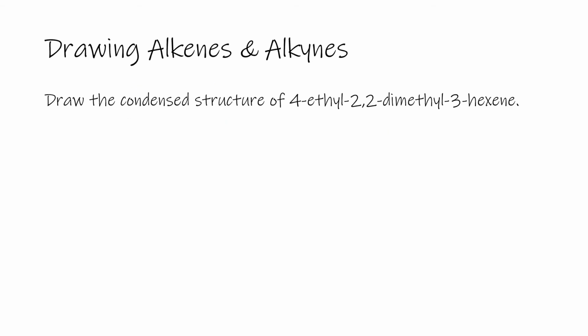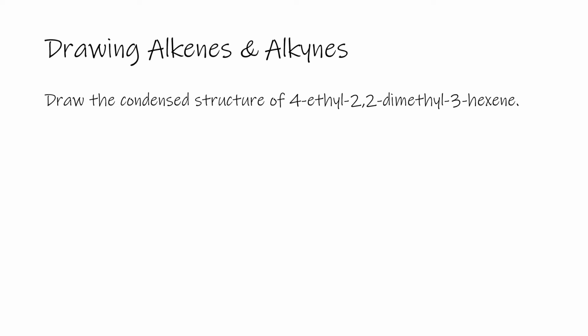Let's look at drawing alkenes and alkynes. So here's our first one that we're going to do. Draw the condensed structure of 4-ethyl 2,2-dimethyl 3-hexene. Now, this is asking for the condensed structure, but especially at the beginning when you're learning how to do this, go ahead and write out the expanded structure. That way you make sure that you get the number of hydrogens correct.